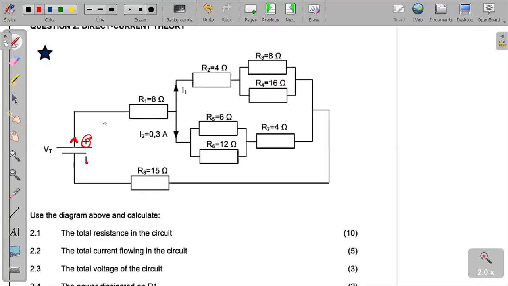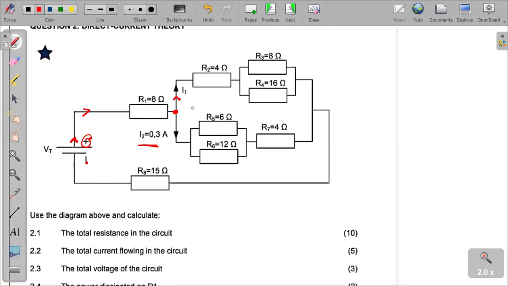Current flows from the positive to the negative. So if we try to follow it, let's follow the current that's flowing from the source. It's going through R1, which means R1 experiences the same current that is coming from the supply. But when the current reaches this junction that I'm marking here, it will divide into I1 and I2 that we are seeing there.